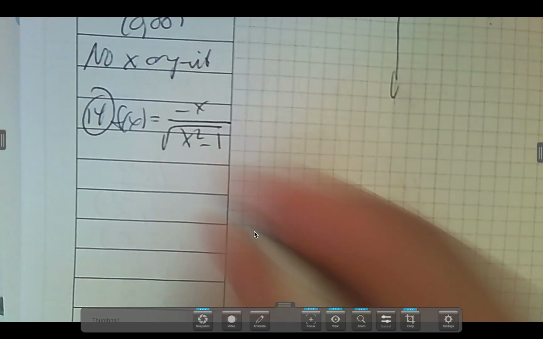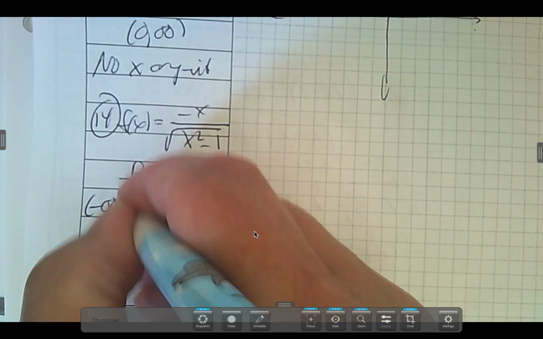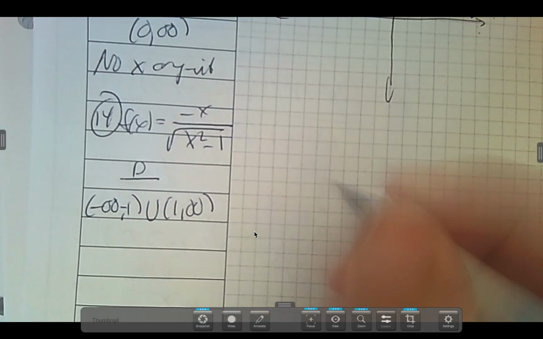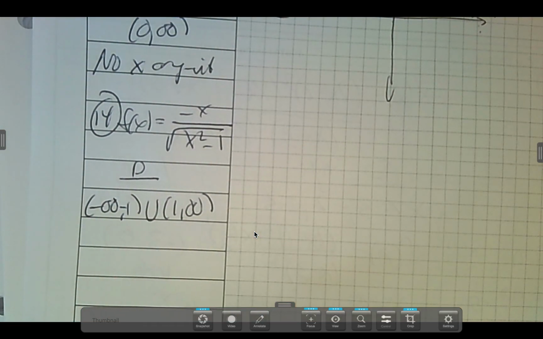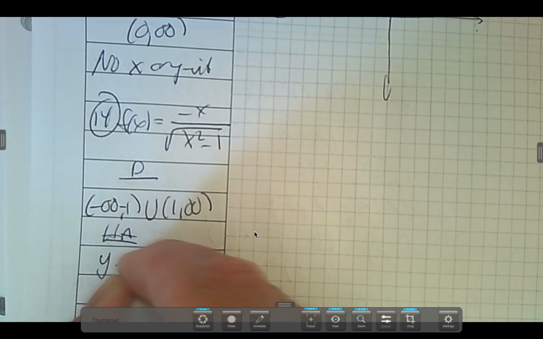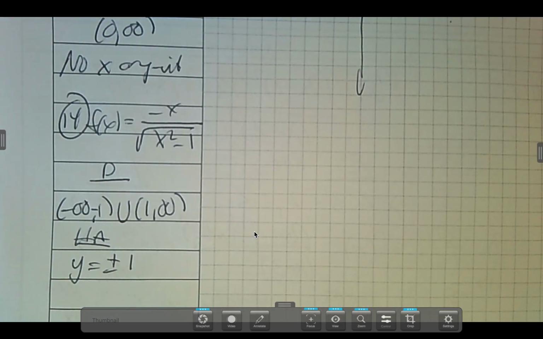So what we realized about the domain is that it goes from negative infinity to negative 1, not including that, and then from 1 to infinity. So there's a little gap between negative 1 and positive 1. We said there's a horizontal asymptote both at positive 1 and negative 1 when we graph this. So those are the things that we already discovered.